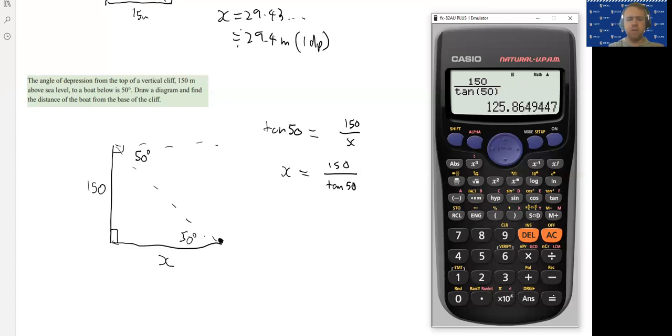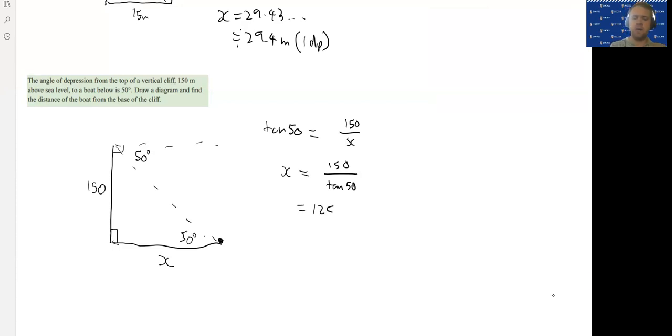equals, and again, we're finding a distance, so we're just going to go to 1 decimal place. So equals 125.86, I believe. Yep. Which becomes approximately equal to 125.9 meters to 1 decimal place. Okay, so with depression, just remember it's horizontal down, and then you might have to think about trying to find an angle inside the triangle first before you then go about using your trigonometry.